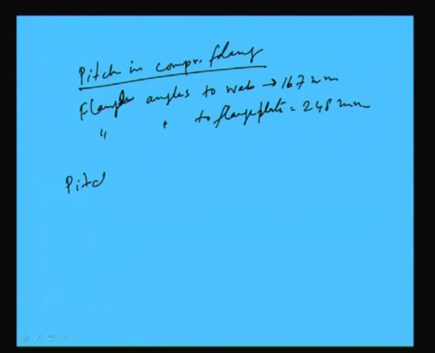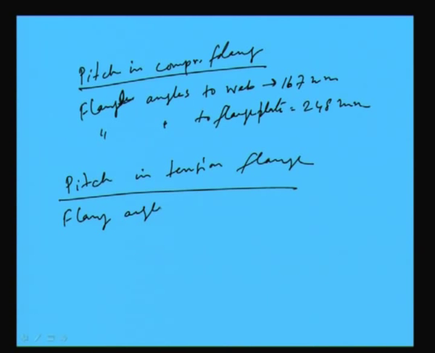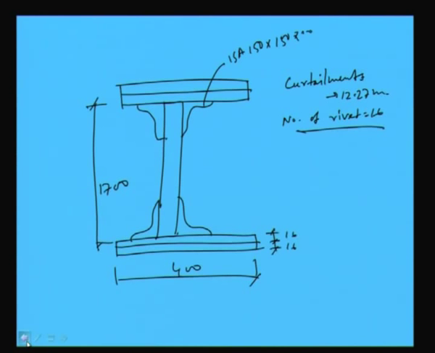And similarly, pitch in tension flange, flange angles to web, that we are getting 166, and flange angles to flange plate we are getting 239. So, these are the data we got after designing, right. So, in summary, if we see the design details, this is like this. So, with this I would like to conclude today's lecture.